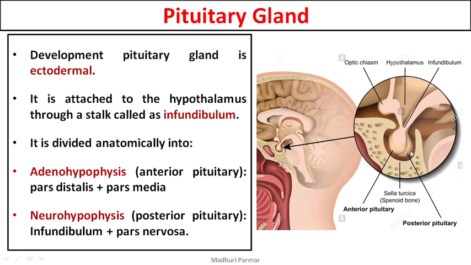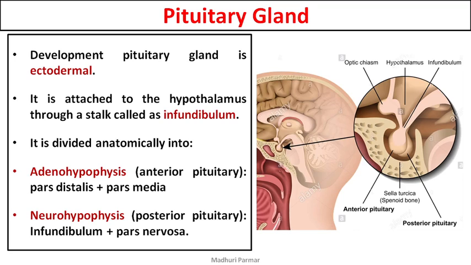Clear? So this is what you have to remember. In different mammals, the pituitary has 3 lobes: pars distalis, pars media, pars nervosa. In case of humans, the pars media, which is the middle lobe, is almost fused with the anterior lobe. Clear? And hence together pars distalis and pars media are known as adenohypophysis or anterior pituitary.